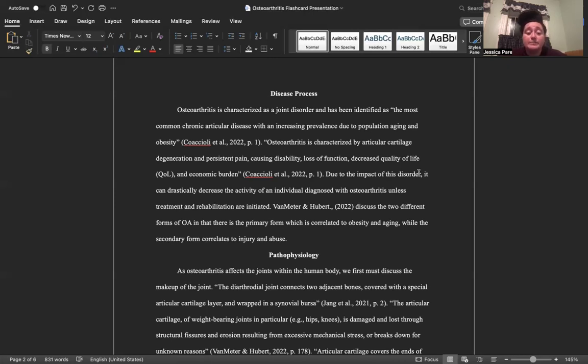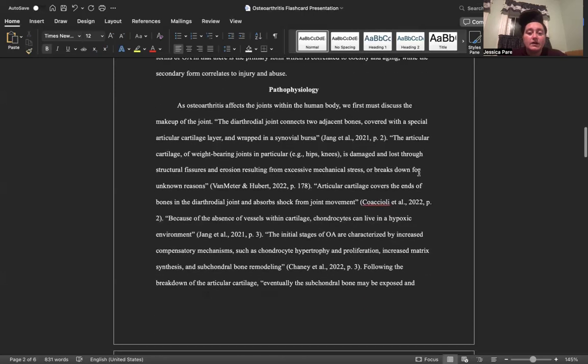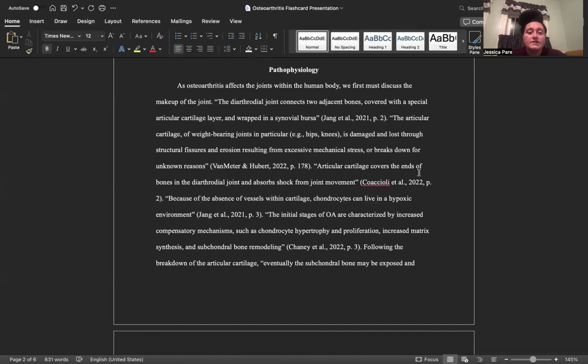rehabilitation are initiated. Van Meter and Huber discuss the two different forms of OA and that there is the primary form, which is correlated to obesity and aging, while the secondary form correlates to injury and abuse. We're going to move on to pathophysiology of osteoarthritis.